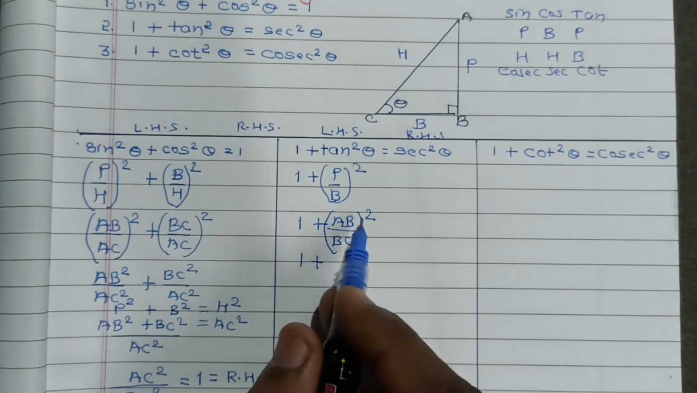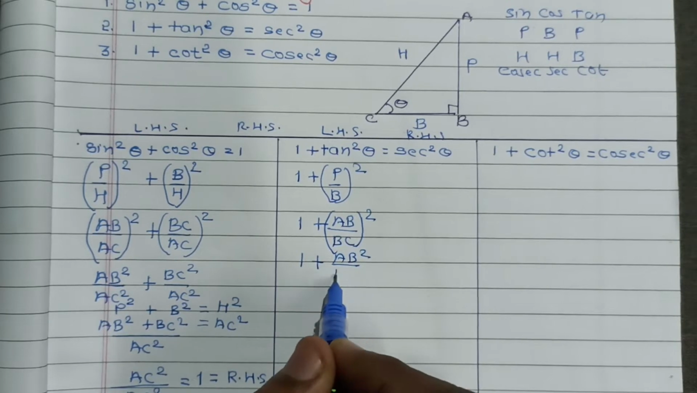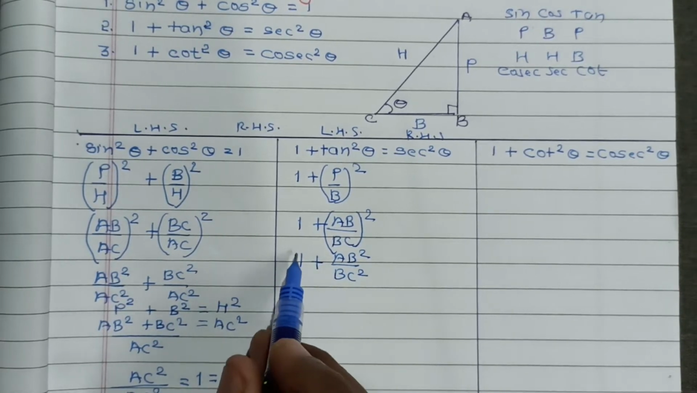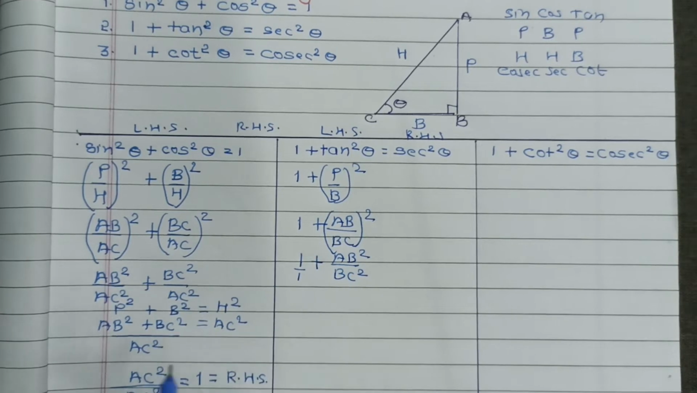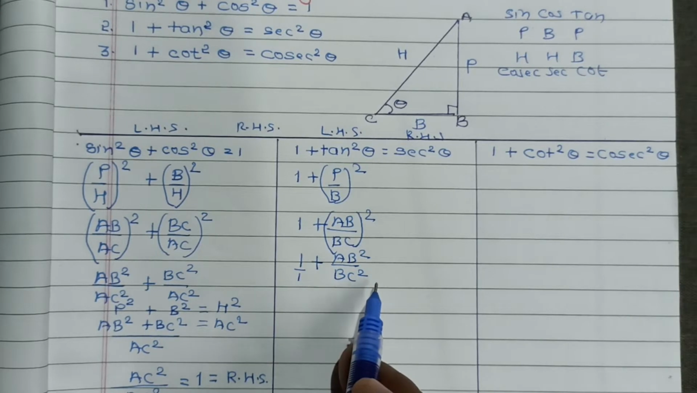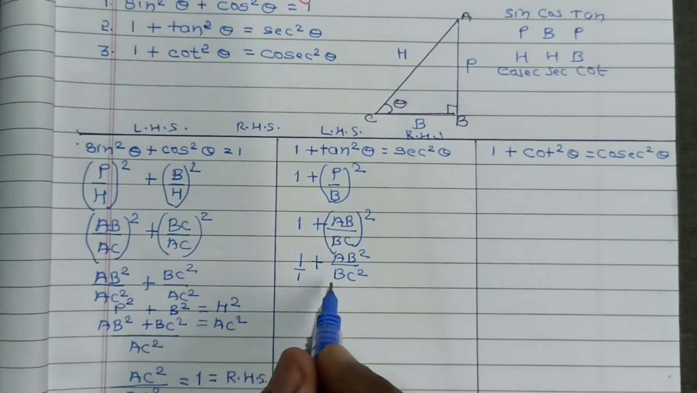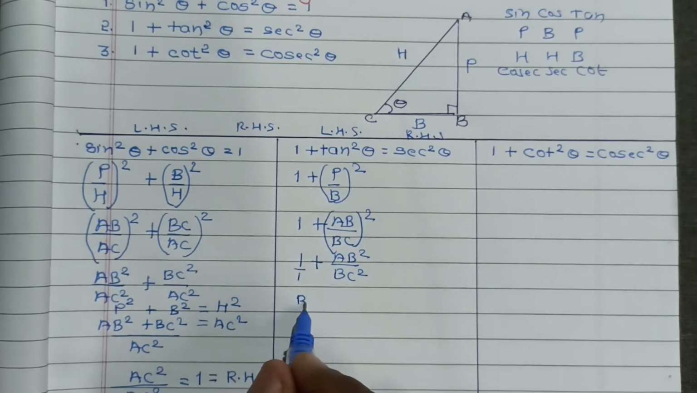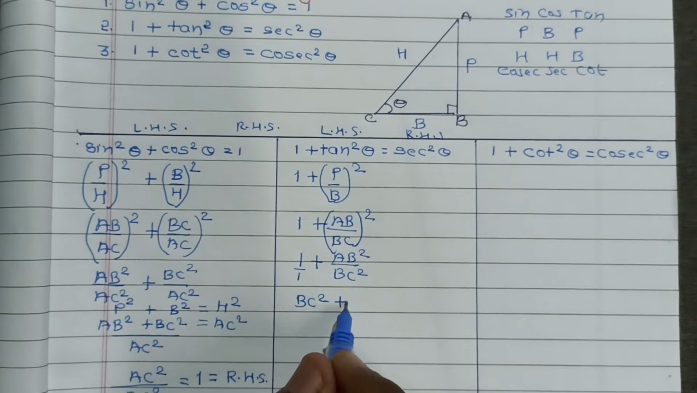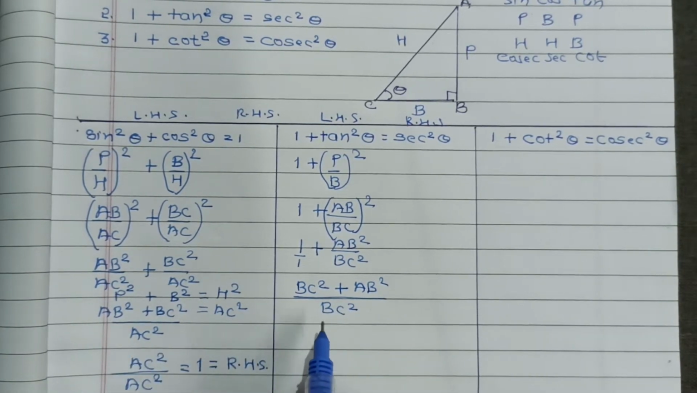So 1 plus, this AB square and BC square you have to write separately. So AB square divided by BC square. This 1 you can write as 1 upon 1. So here the denominators are different now. If the denominators are different, then you have to do the cross multiplication. So if you cross multiply now, you will get BC square into 1 is BC square, and 1 into AB square is plus AB square, and BC square into 1 is BC square. Now the denominator you have to write as it is, BC square.